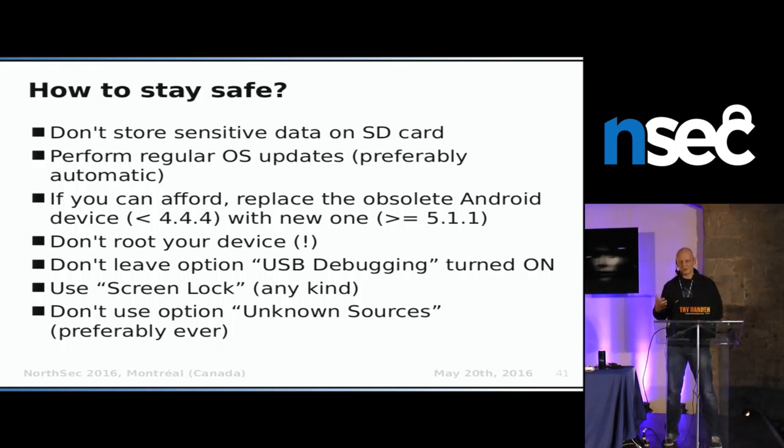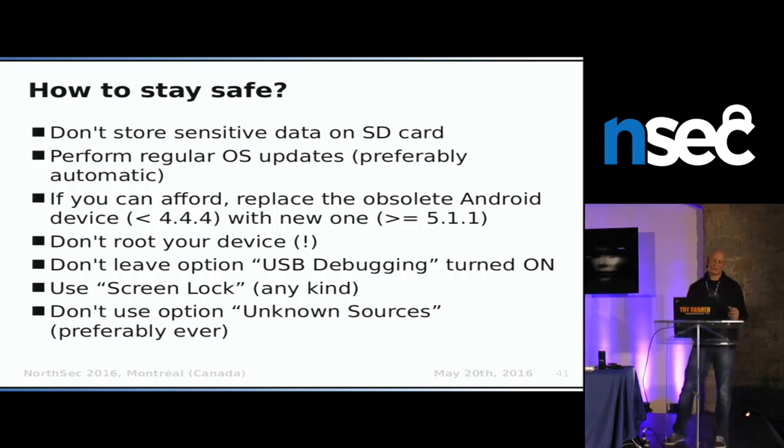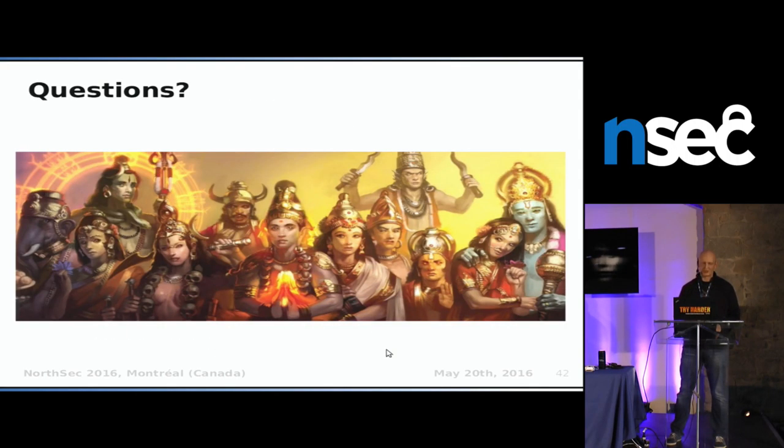one of the things that I hate about Google. They just force you with all those heavy-duty software updates just to pick the new one, so you don't have a choice in the end. You will just skip to the newer one. Don't root your device, obviously. Don't leave the USB debug option turned on. Use a screen lock of any kind, and don't use the unknown sources option, preferably ever. That's it.